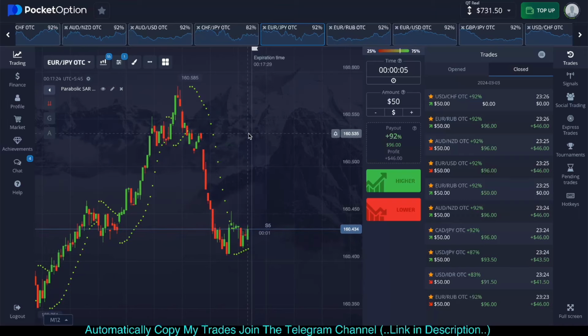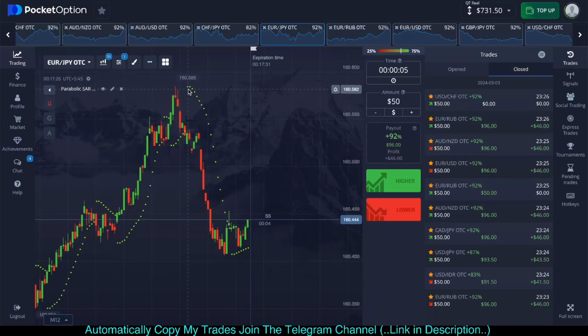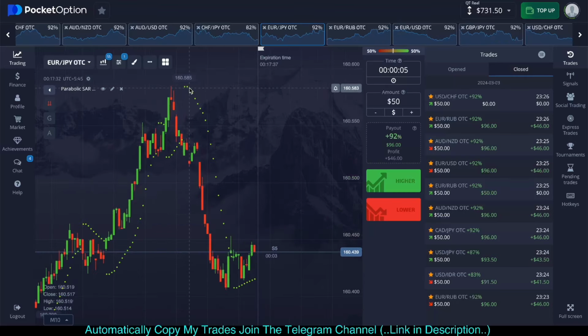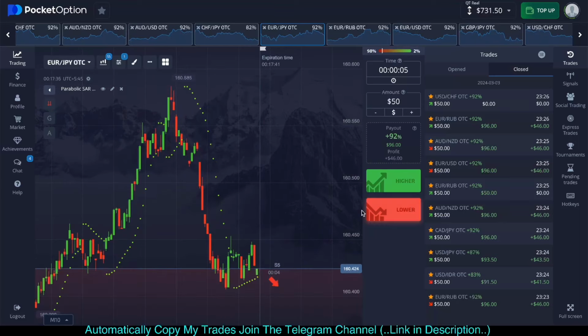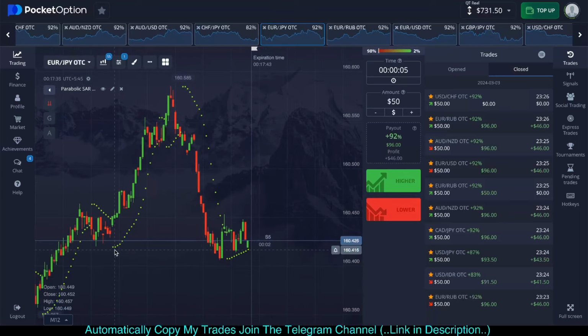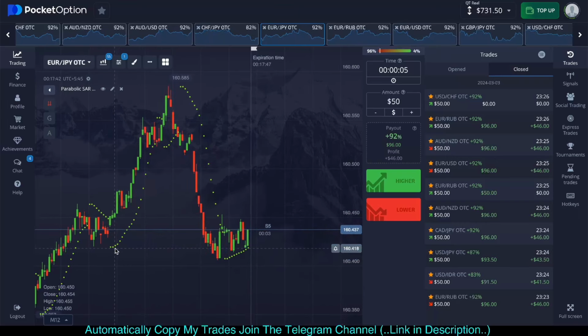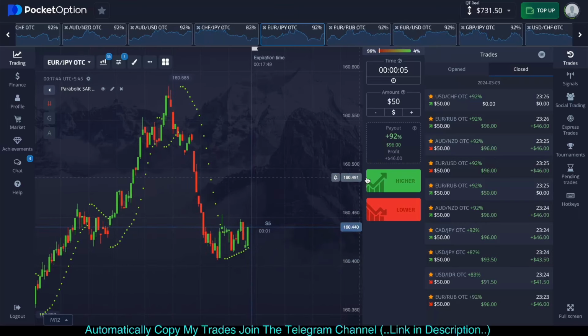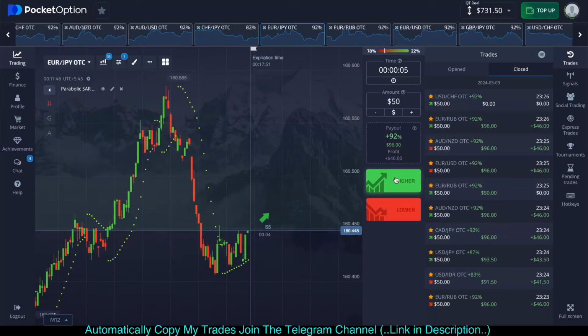Now previously, what we used to do is, whenever the parabolic dots are forming above the candles, that means it is a downtrend, and whenever the second dot was forming, we used to make a trade by clicking on lower. And whenever the parabolic SAR dot is forming below these candles, whenever the second dot was forming, at that time we used to make a trade by clicking on higher.